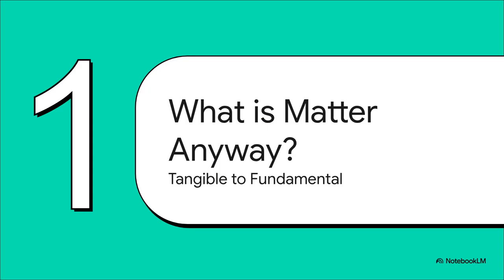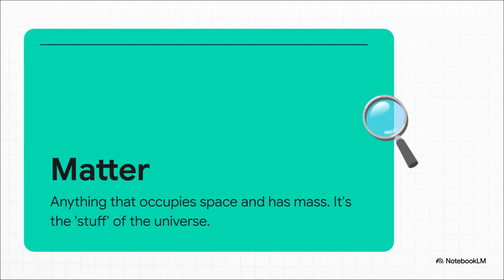All right, first things first. Before we can break anything down, we have to agree on what it even is. It sounds almost silly to ask, but what is matter? You know, the scientific definition is actually super simple. Matter is just anything that has mass and takes up space. That's it. A rock, a cloud, the planet Jupiter, even the air in the room with you. If it has mass and volume, yep, it's matter. It's the stuff of the universe.